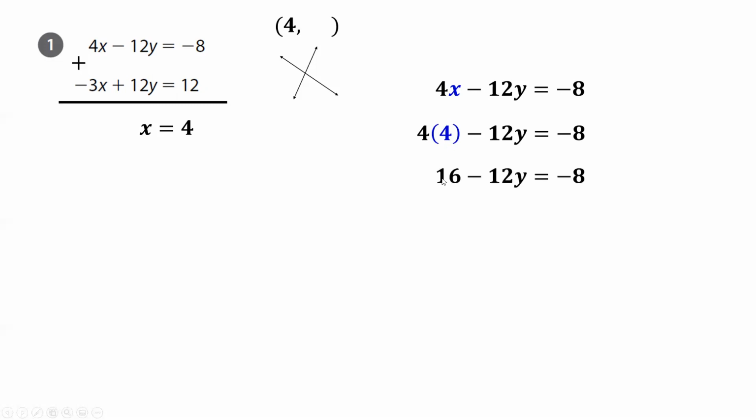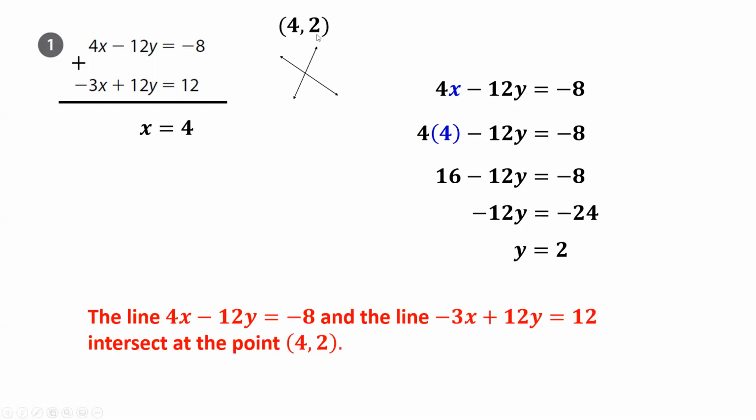4 times 4 gives me 16. Remember, our goal is to solve for the y, so I need to get rid of this 16. Since this is a positive 16, I'm going to subtract that on both sides. And a negative 8 take away 16 gives me a negative 24. Now I need to get rid of the negative 12. Since this is multiplication, we're going to do the opposite, which is to divide. A negative 24 divided by a negative 12 gives me a positive 2. So we now know the y coordinate for our point of intersection is 2.